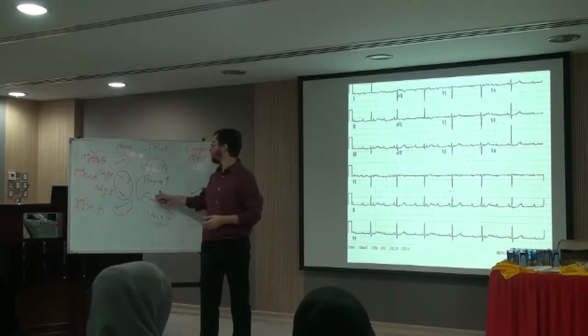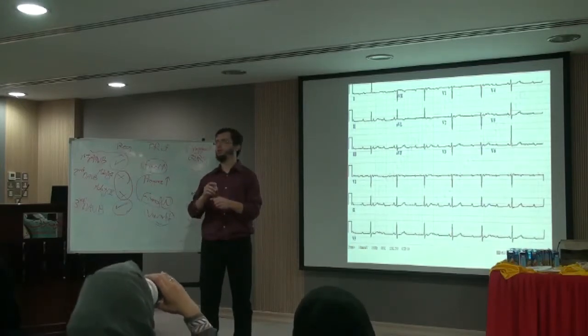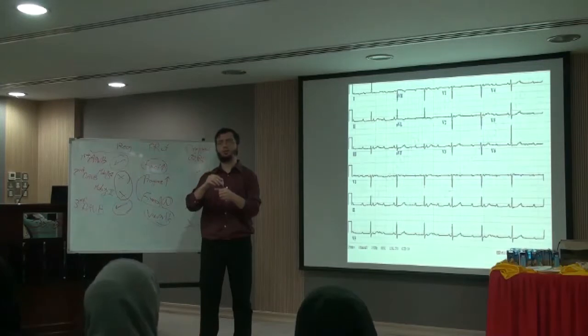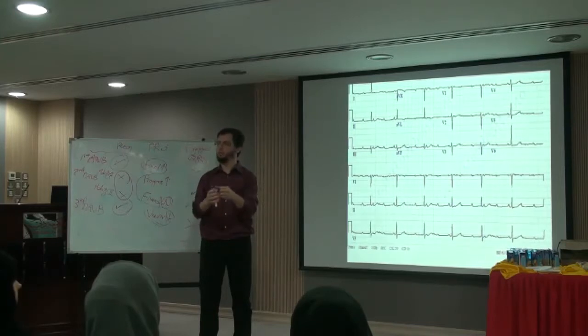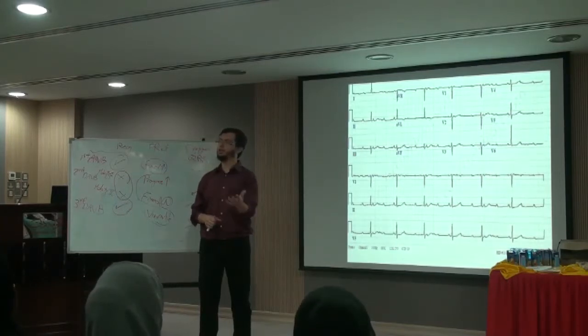Mobitz type 2, the PR interval is normal. It conducts normally. And then all of a sudden, it becomes completely refractory. It does not conduct anything. So it will block any electrical activity for some time. If it is only second degree Mobitz type 2. If it is high grade AV block, it will be refractory for quite some time: 2 beats, 3 beats, 4 beats.